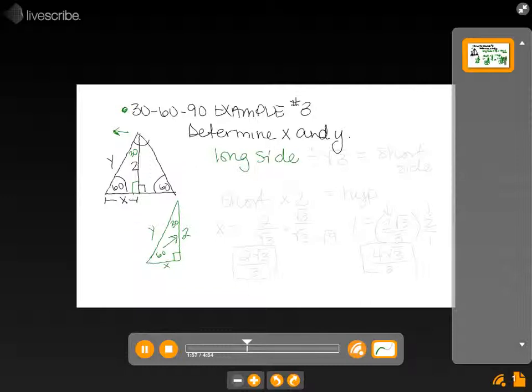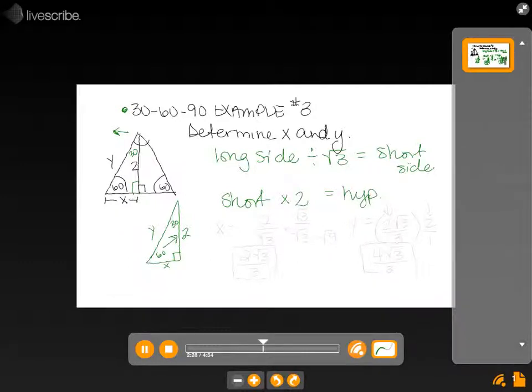Now, if we're given the long side, the first thing we need to do is determine the short side. To get the short side, we take the long side and we divide it by root 3. And that'll give us the short side. The reason we have to figure the short side first is because to get the hypotenuse, we need to know the short side. Now, to get the hypotenuse, we take that short side and we multiply it by 2. And that'll give us our hypotenuse.